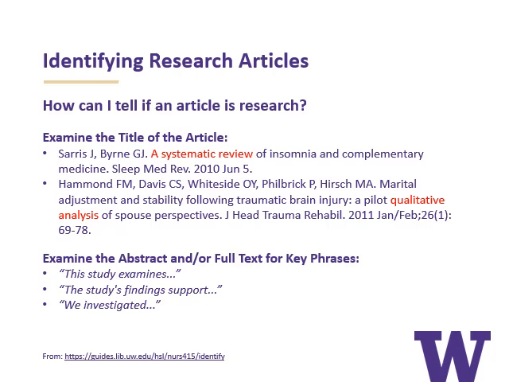Identifying research articles. How can I tell if an article is research? One easy way is to begin by examining the title of the article. In these examples, the authors have clearly indicated that this is a systematic review and a qualitative analysis. This communicates to us that these articles are research. You can also examine the abstract or full text for key phrases. These key phrases may include, "This study examines," "This study's findings support," or "We investigated."